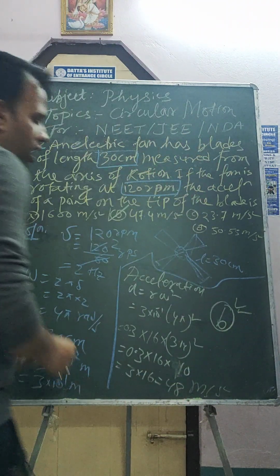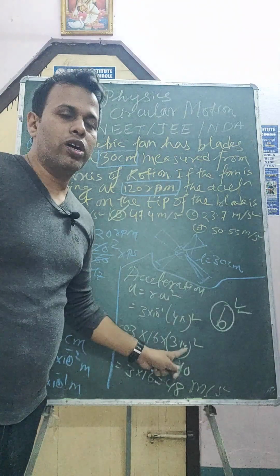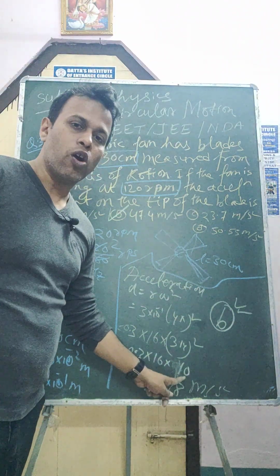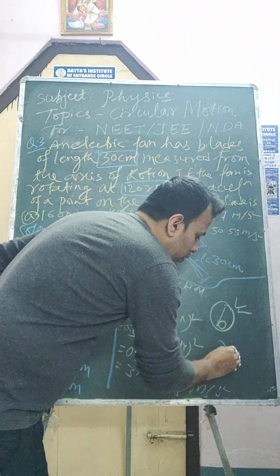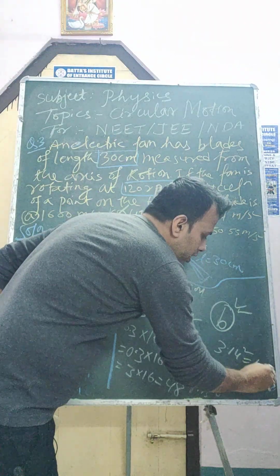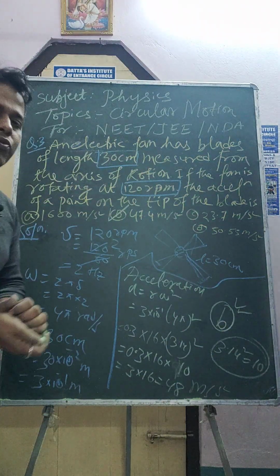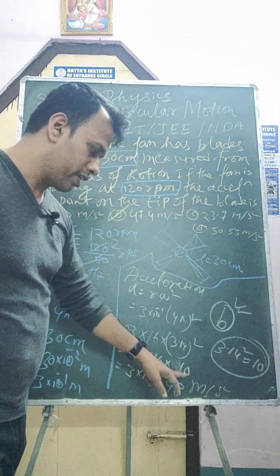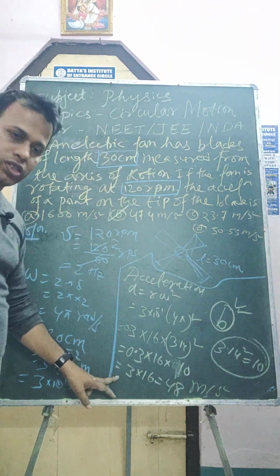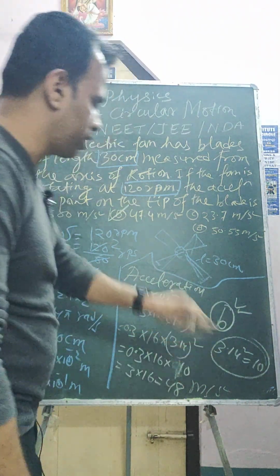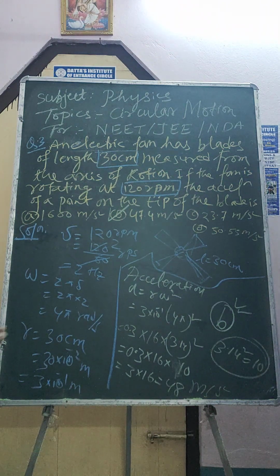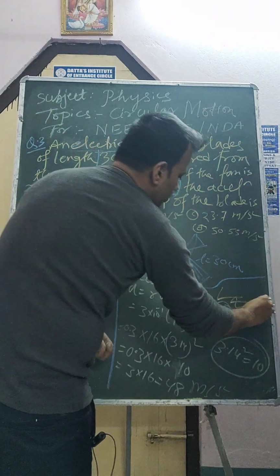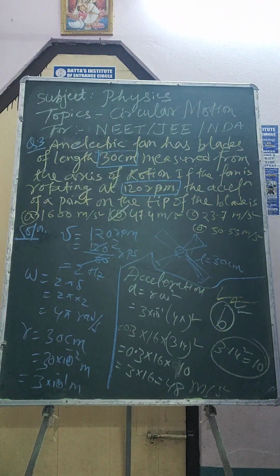How can I calculate? I consider 3.14 whole square, it will be 9 point something, and 9 point something I consider as 10 almost. Okay, I consider 3.14 whole square is equal to 10. Why am I considering this? For simplification. Here is given 0.3, it is 16 and 10. 0.3 into 10 is 3, and 3 into 16 is 48. So 48 meter per second square will be the answer. Which option is matching here? Option B is the correct option. Okay, so move on to the next question.